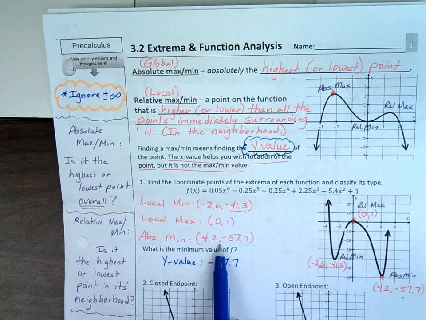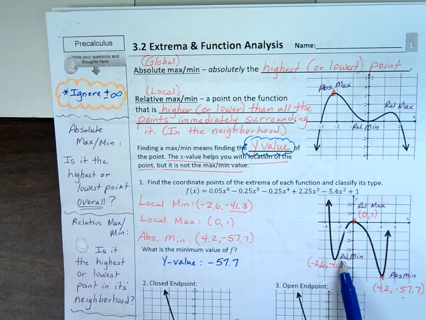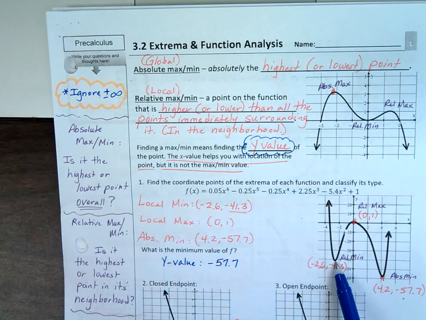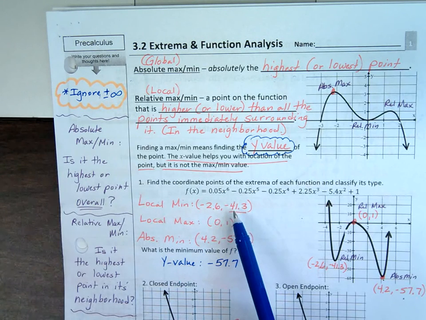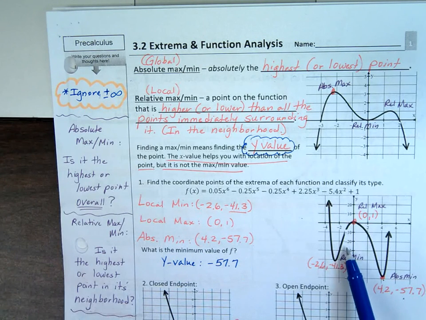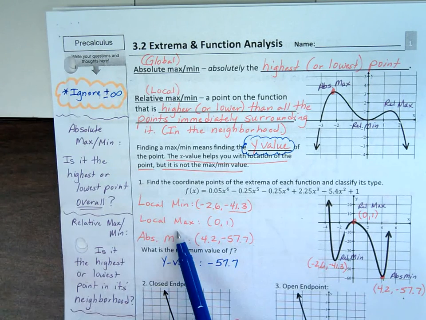There's my absolute story. Now if I'm talking local, if I'm talking relative, sometimes called local, then I'm looking at in the neighborhood. Now I can see that this is a valley. If that's a valley, then that's a minimum. In his little neighborhood, he's got a little minimum going on. So I have a local minimum at negative 2.6, negative 41.3. And then I keep looking at the graph, keep going, and I come up to this place. Well, there's a hill. He's a high point in his little neighborhood. He's not a high point overall, but he's a high point in his hood. So he's considered a relative or local maximum at 0, 1.